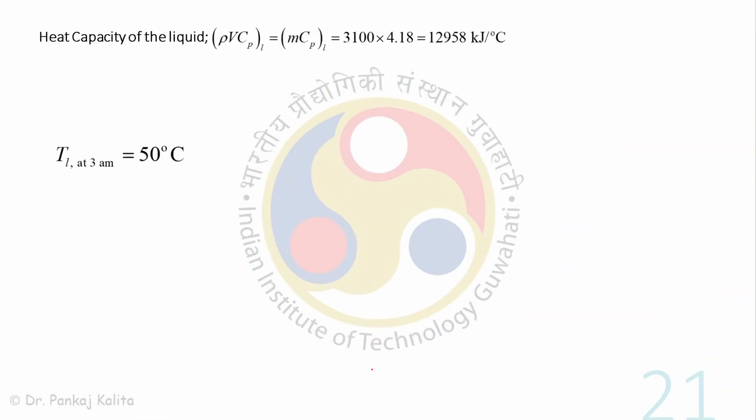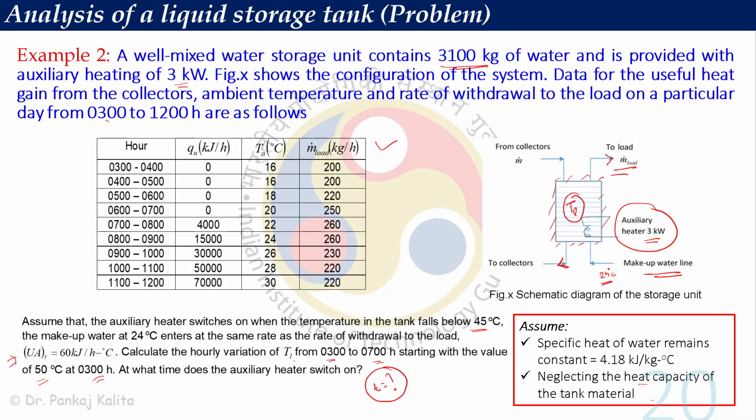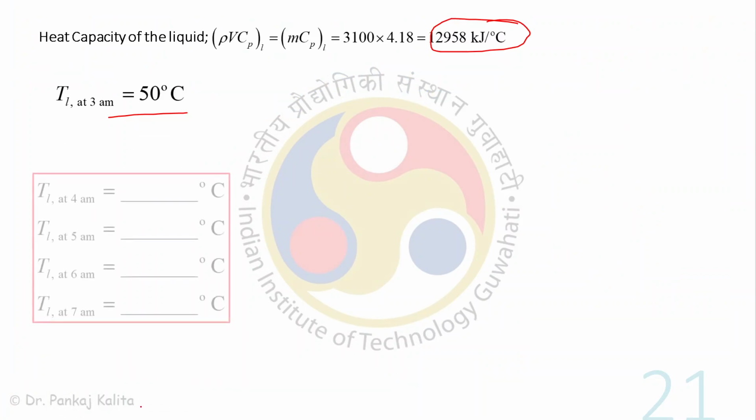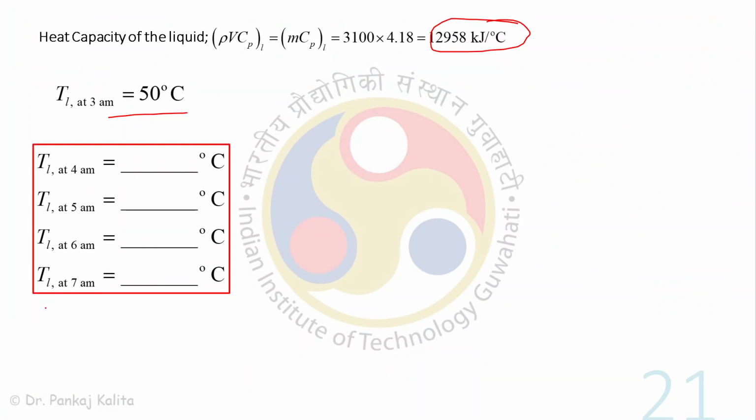So the heat capacity of the liquid is rho V Cp, 3100 into 4.18. This is the heat capacity for water, and TL at 3 am was 50. Now you have to calculate the TL at these temperatures.